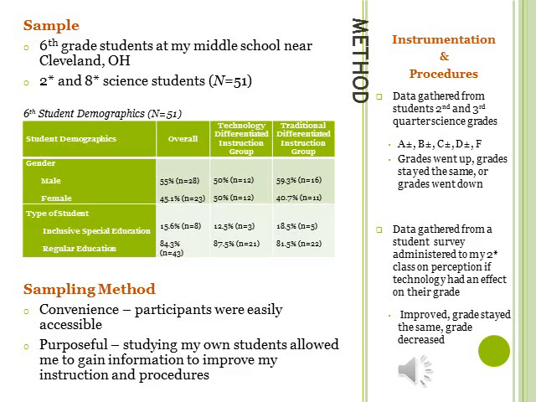The instrumentation and procedures: the data was gathered from my students' 2nd and 3rd quarter science grades. Possible grades are A through F, using plus and minus. And I was looking at if their grades went up, stayed the same, or went down.